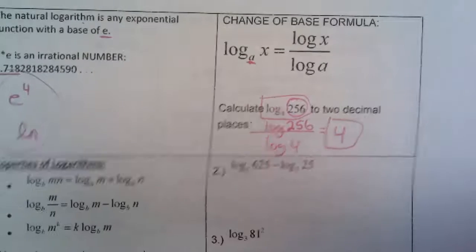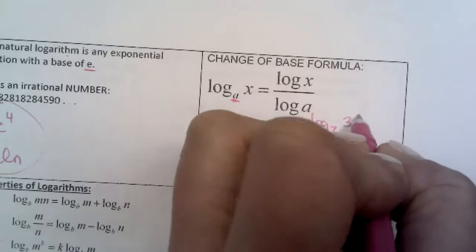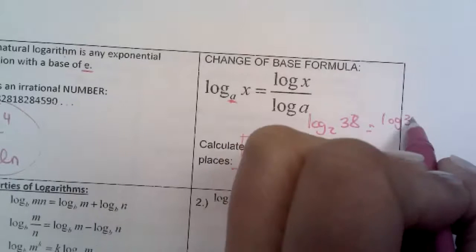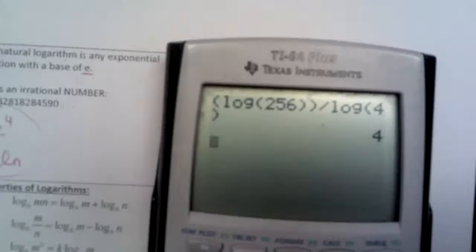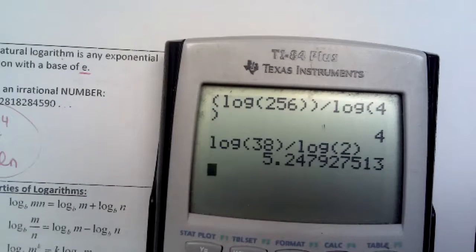And I can do that with anything. If I had log base 2 of 38, that would just be log of 38 divided by log of 2. I would put that in my calculator, log of 38 divided by log of 2, and I would get 5.24. So that value would be approximately 5.2.